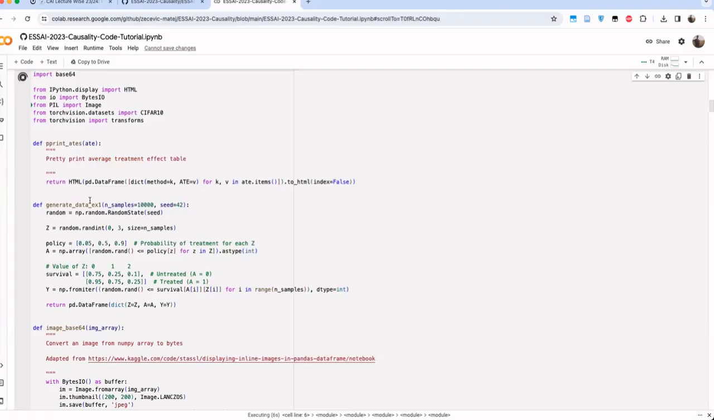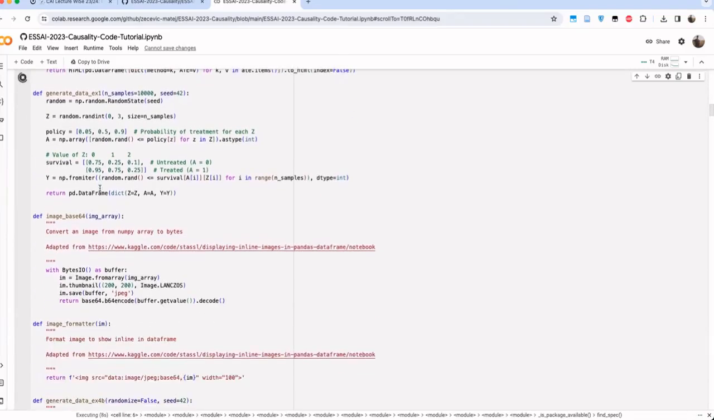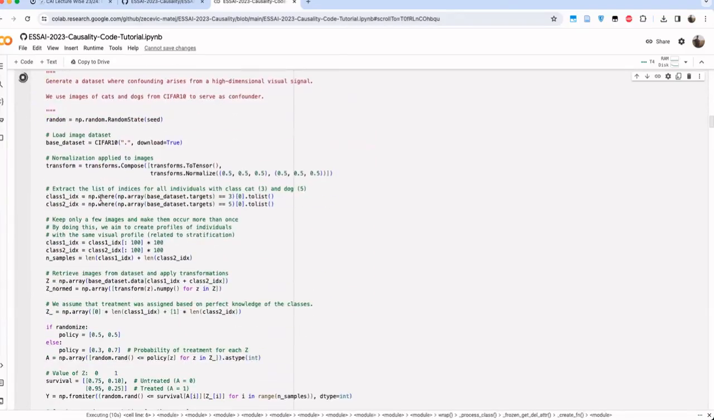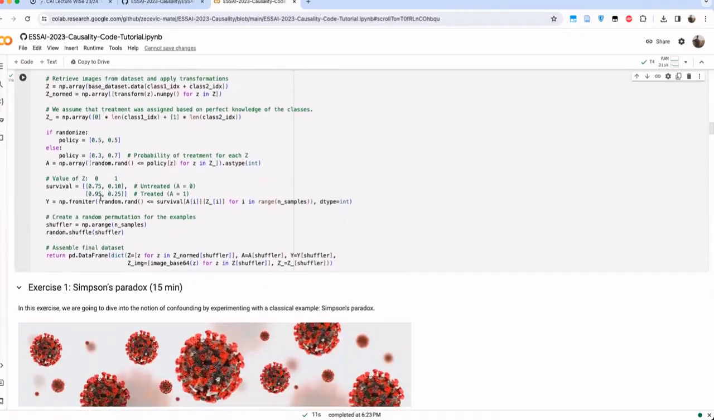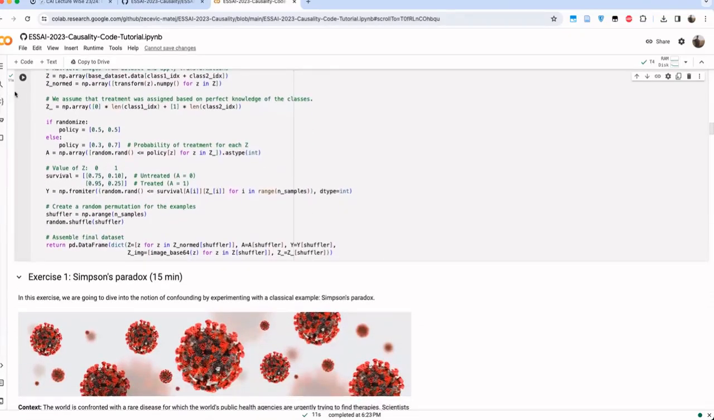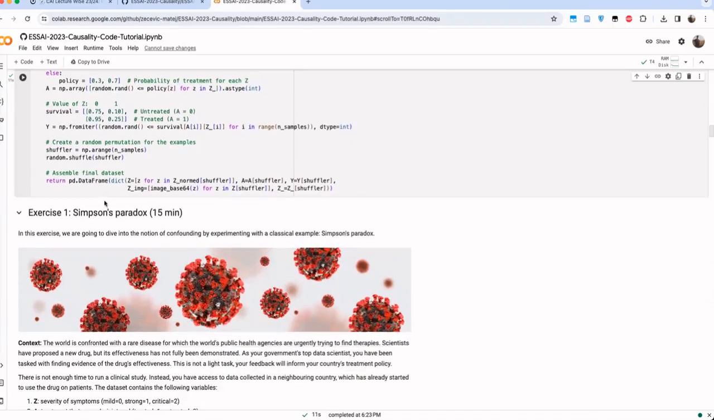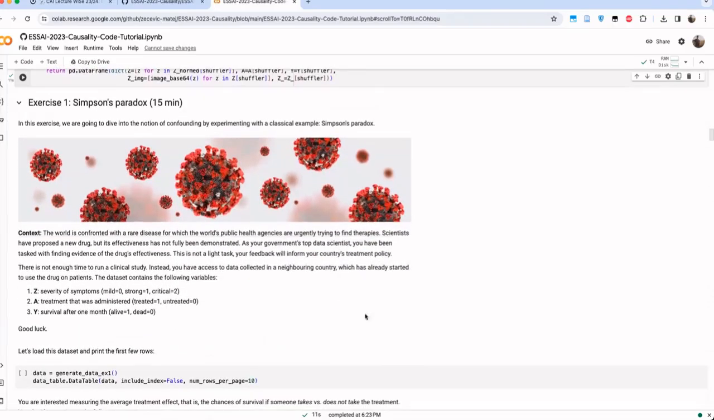And then here we just have some nice functions for generating data, printing treatment effects, loading images and stuff like that. Nothing too crazy. So this worked out beautifully as well. As you can see, no errors or anything. Okay, and now we're here in the settings.